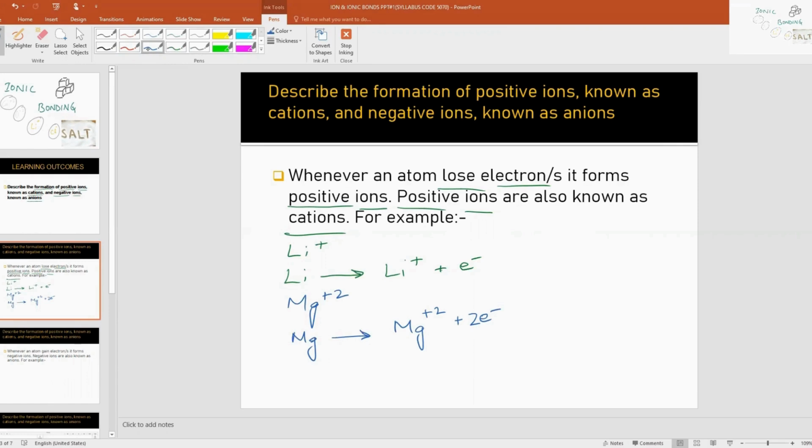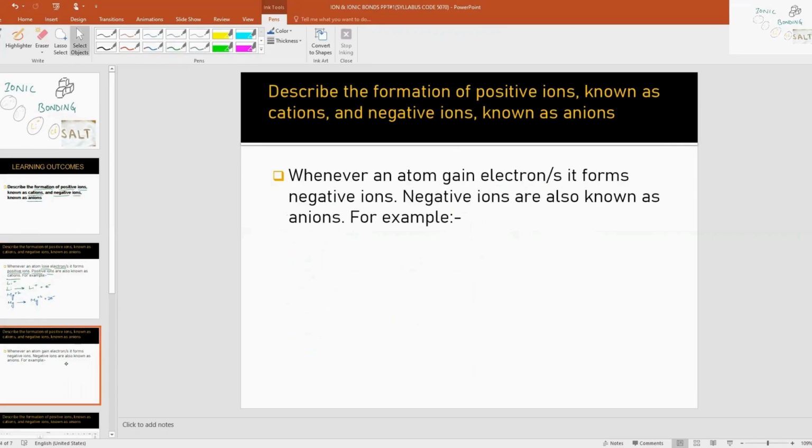Now, whenever an atom gains electron or electrons, it forms negative ions. Negative ions are also known as anions. For example, fluorine belongs to group 7. It forms a negative ion with the formula F−. The equation will be like this.